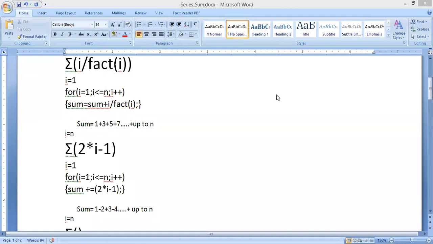Again, my voice is clear and the screen is visible. We can continue with this. So here I have written sigma as 2 into i minus 1. Yes, Shashwat, anything you want to say? No, okay.